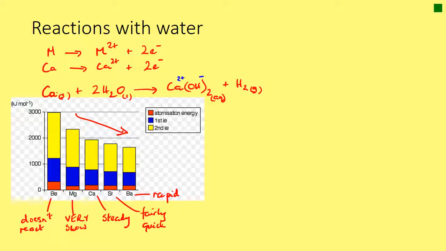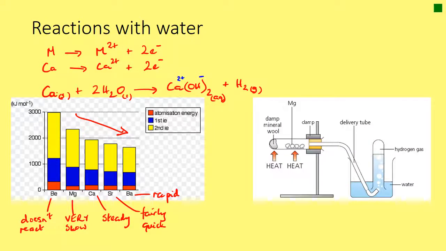Okay, and if you did want to make magnesium react with water, here is how you might do it. We've got some equipment here. On the left hand side you can see there's a test tube and a clamp, and we've got some magnesium down here, and here we've got some wool, and it's been soaked in water. That's going to provide the water that reacts with the magnesium. But we're going to turn it into steam by heating it, and we also have to heat the magnesium if we want it to react.